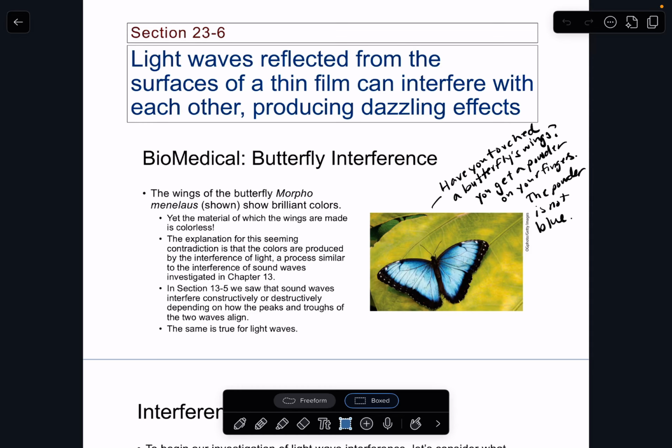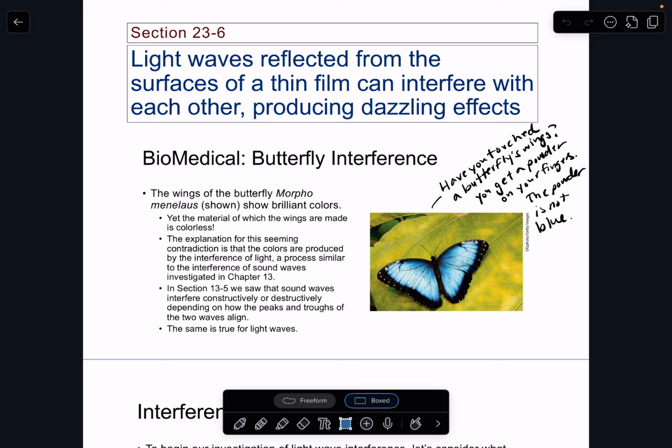So what we're going to talk about today is light waves being reflected from surfaces of a thin film, interfering with each other and producing constructive interference and destructive interference, which leads to certain colors being amplified. And an example of this is the beautiful wings of a butterfly.